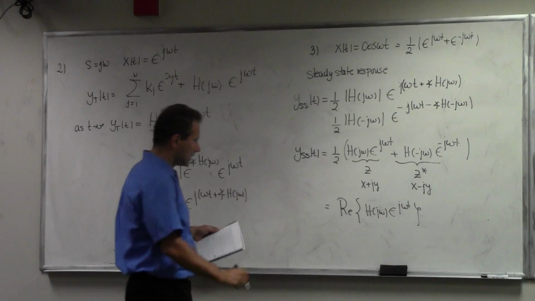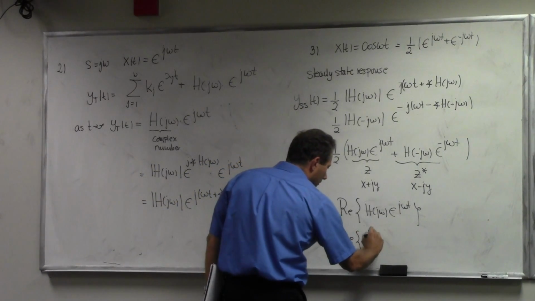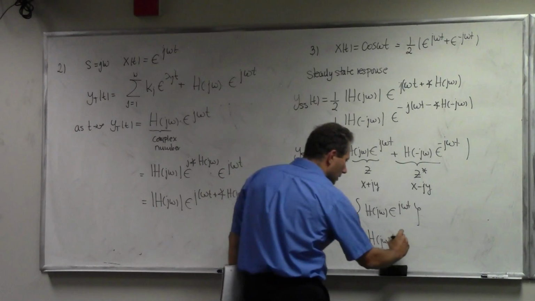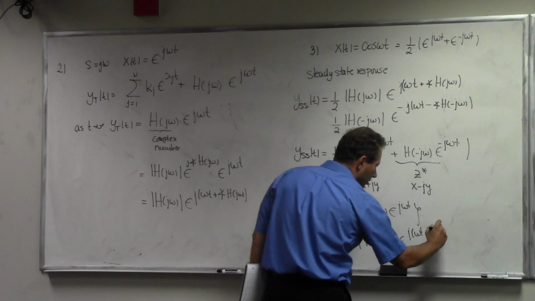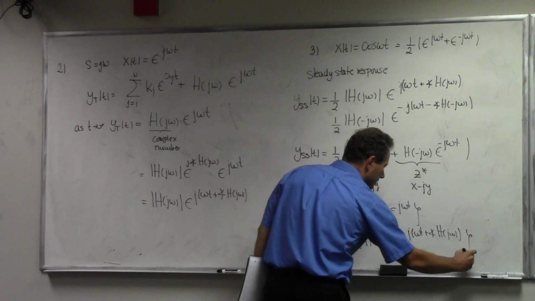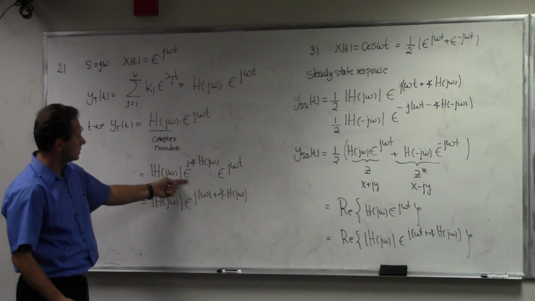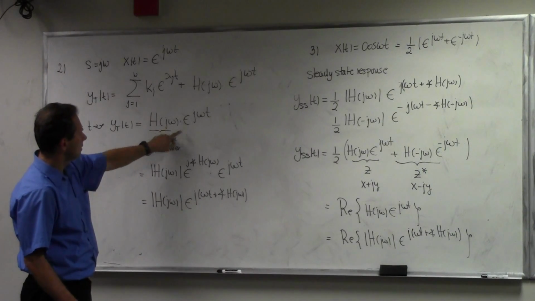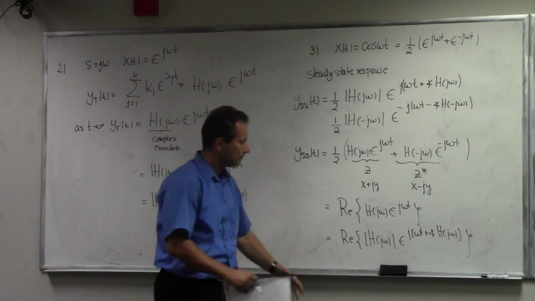Now, this I can write as the real part of the magnitude of h of j omega, times e to the j omega t plus the angle of h of j omega. Where is this coming from? Well, it's coming from here, right? This here is equal to that, and it's equal to that, so this is what I wrote.